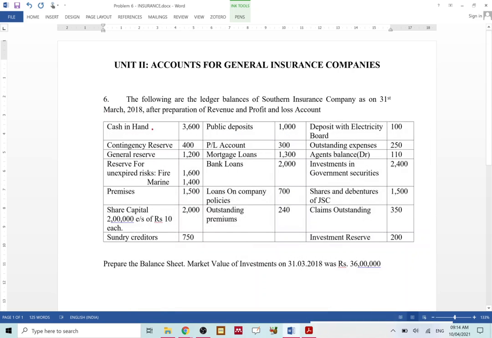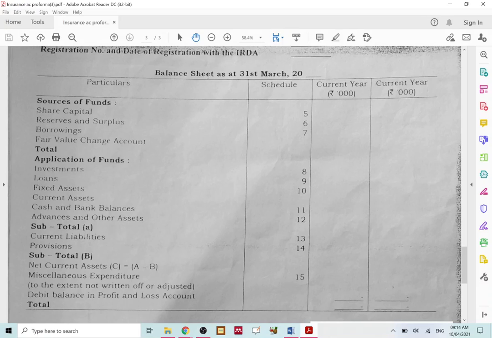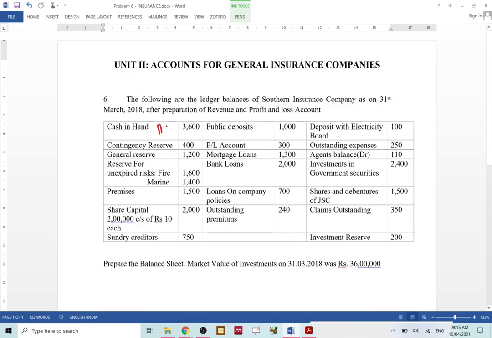In case of cash in hand, take a look at your pro forma, and cash in hand will come under current assets, that is cash and bank balances, right? What is the schedule number? Schedule number 11. 11 is cash and bank balances. Clear? So schedule 11. Now once again, you have to remember a different set of schedule numbers than what we have done in the case of banking, and with a lot of practice you will be able to differentiate between the two.